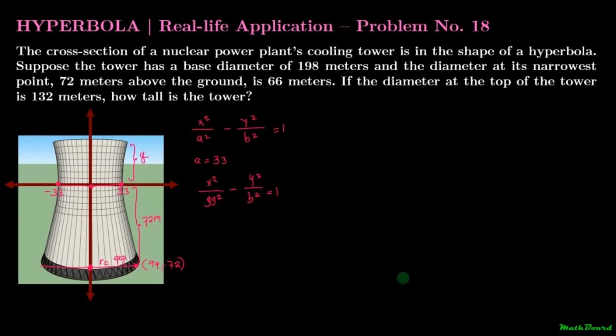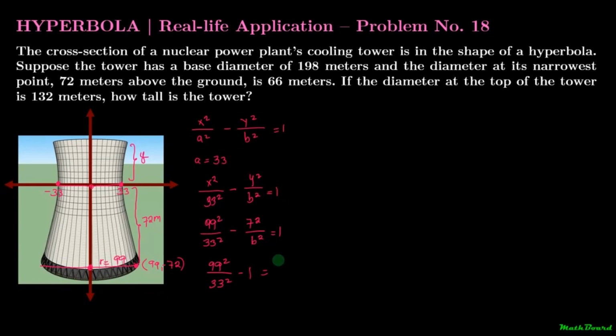Yan pa lang yung equation. Ngayon, isosolve natin yung value ng b squared. Gagamitin natin yung 99, 72. Yung 99 ang x, yung 72 ang y. I-substitute nyo lang dito. Ang x ay 99. So, 99 squared over 33 squared minus 72 squared divided by b squared equals 1. So, pwedeng ganito para maganda yung tingnan, hindi masyadong maraming negative. I-transpose mo yung 1 sa left, magiging minus 1. Then, ito, negative siya, dalhin sa right.